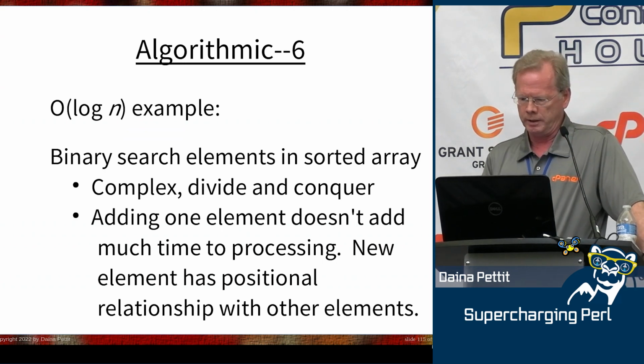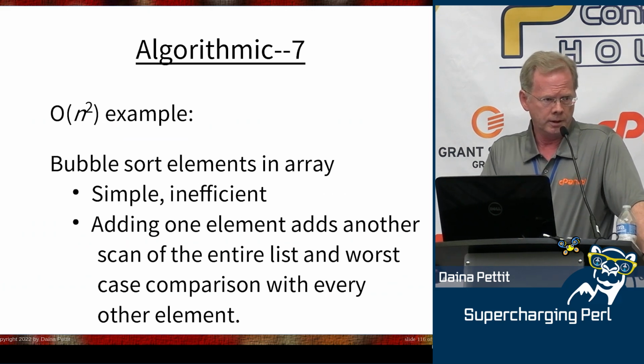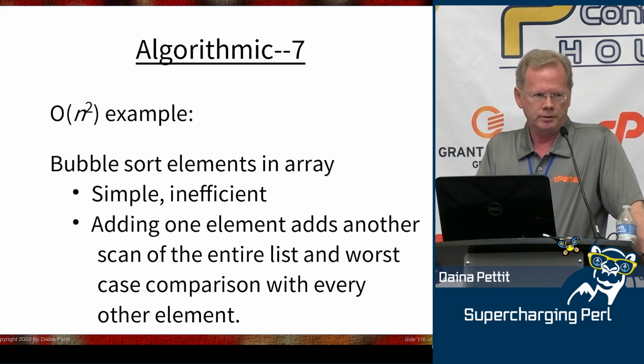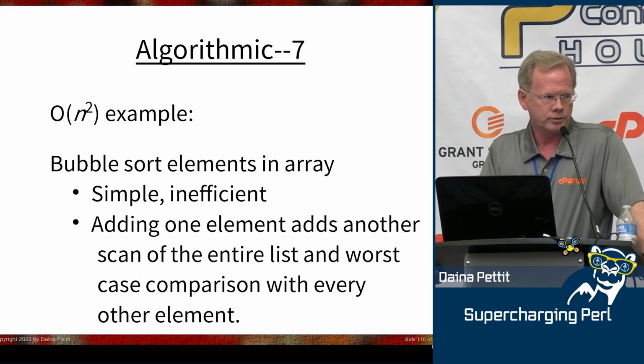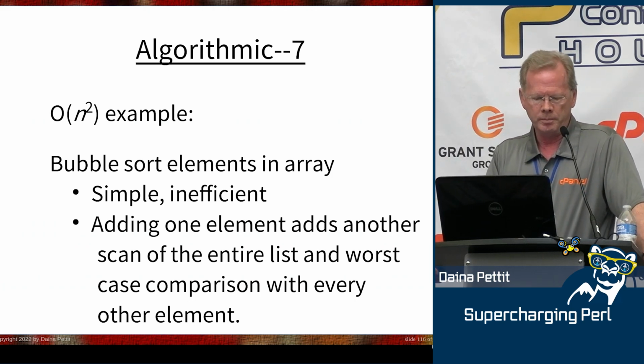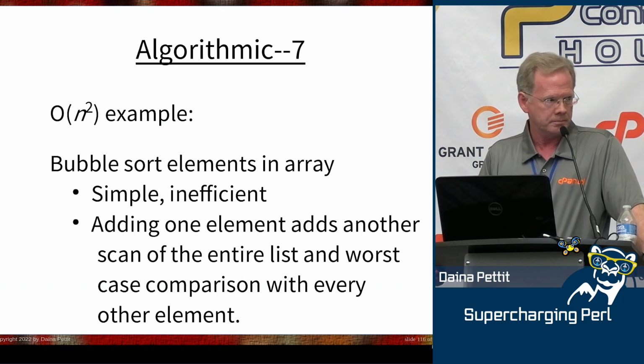When we get to sorting, it starts getting really messy. A bubble sort that everybody's familiar with, essentially you have to scan the list every time to make sure everything's in order, things bubble up to the right position. But the problem is, when you add an element, it adds an entire scan to the list on average. So that can be expensive.